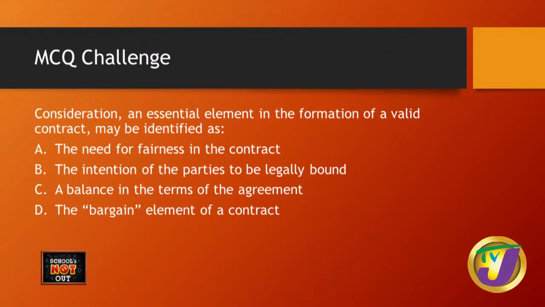The next question says consideration. Remember what we said, something for something. All right, so consideration is an essential element in the formation of a valid contract. And this may be defined as, is it A, the need for fairness in the contract? Is it B, the intention of the parties to be legally bound? Is it C, a balance in the terms of agreement? Or is it D, the bargain element of the contract?